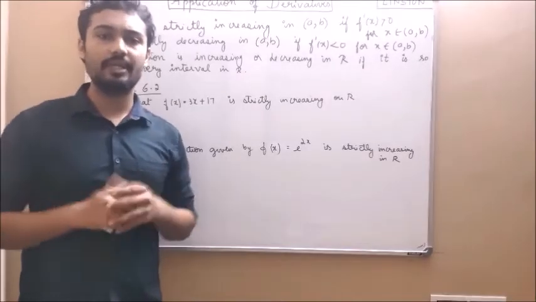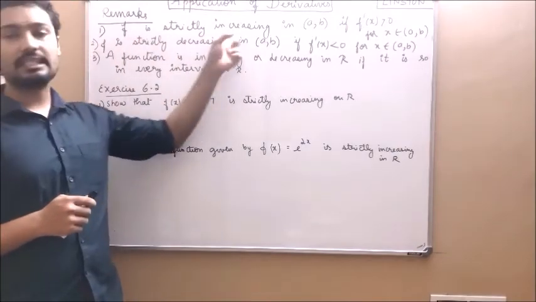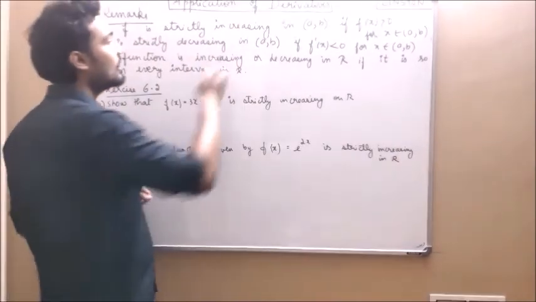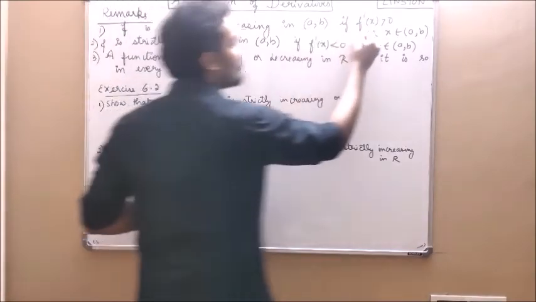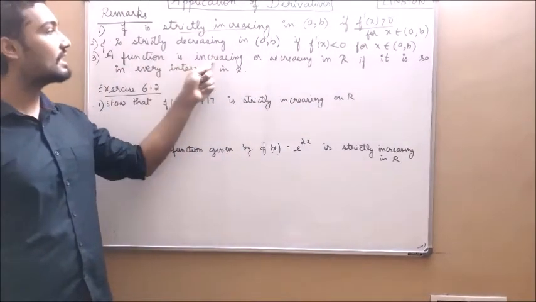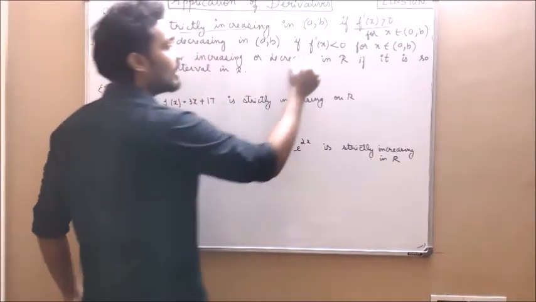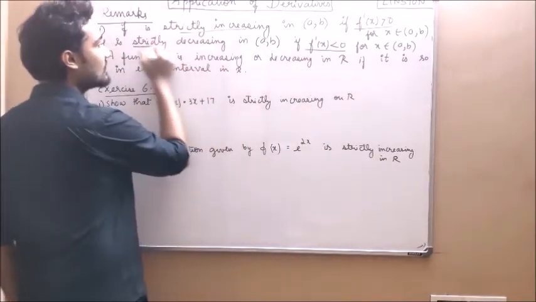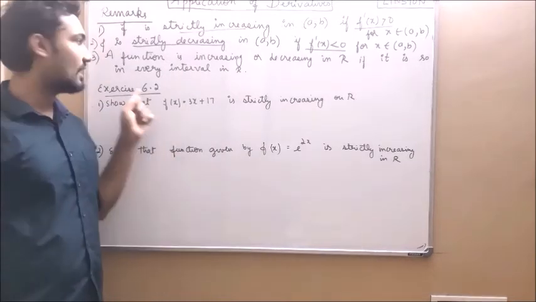Now we'll do a quick summary. F is strictly increasing if f dash of x is greater than 0. Next, a function f of x is strictly decreasing if f dash of x is less than 0. It is strictly decreasing if f dash of x less than 0.